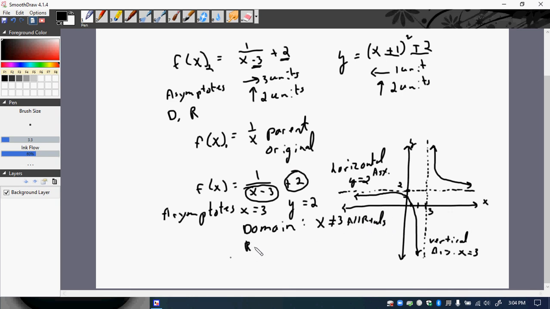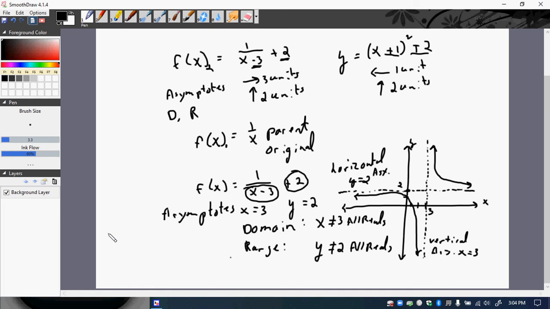For the range, same idea. I can't have a 2, because the y asymptote is 2. So for my y values, it'll be y cannot equal 2 and all the reals. That's going to be my range. And so this is what you do for this particular problem.